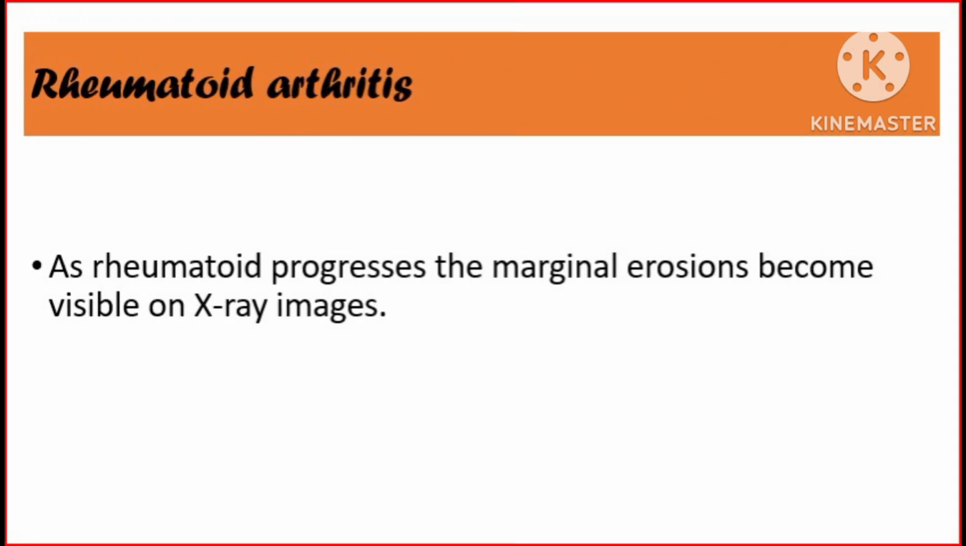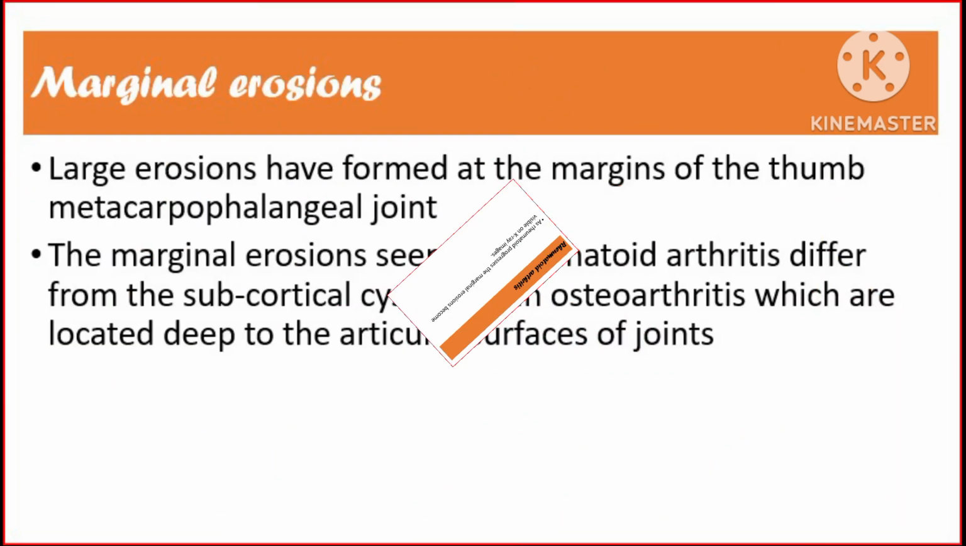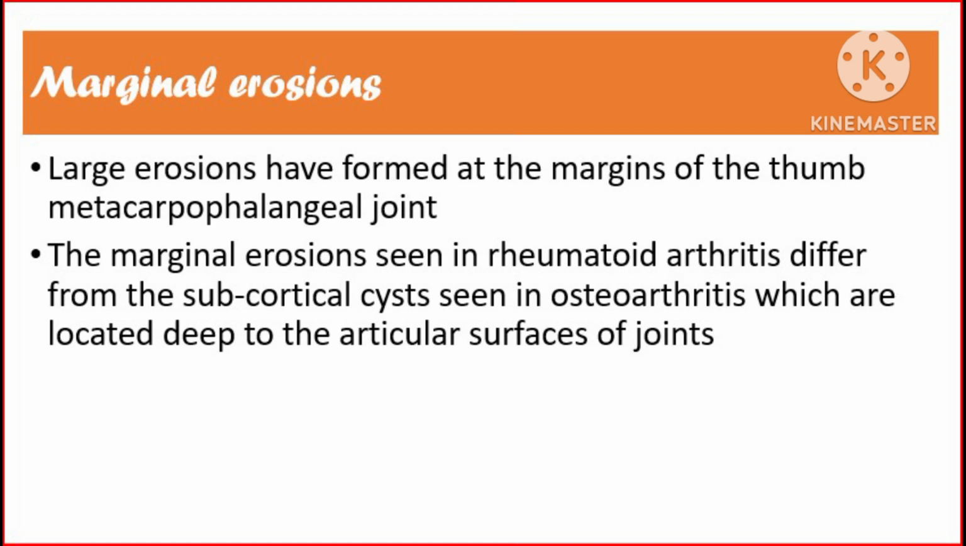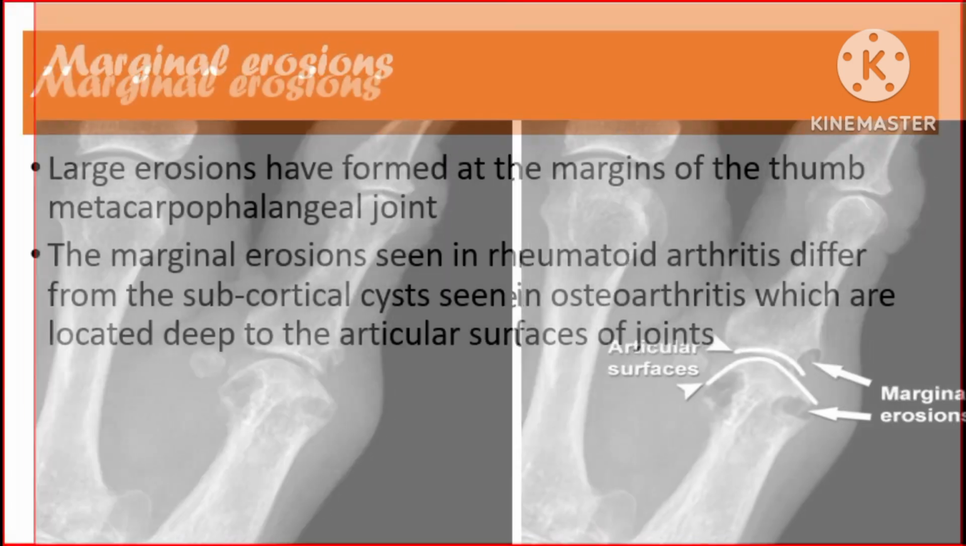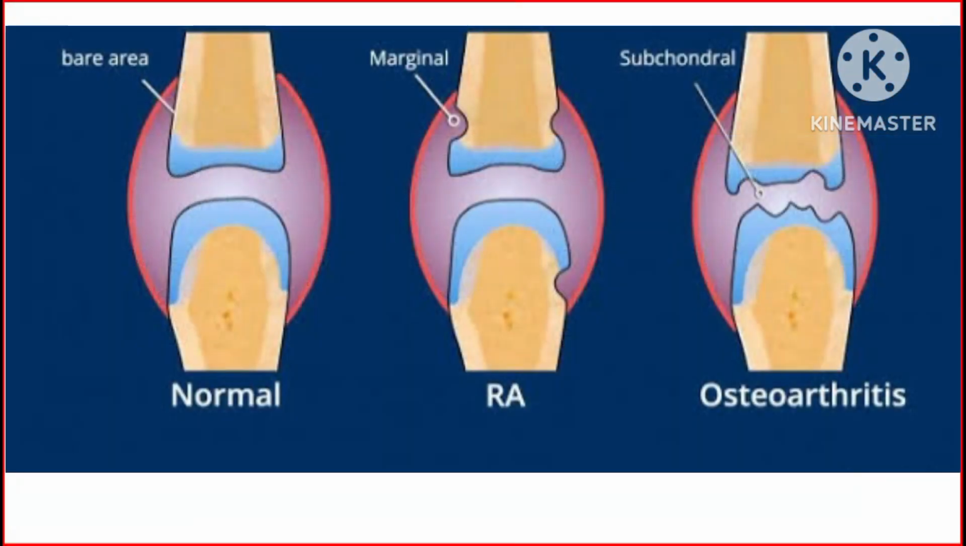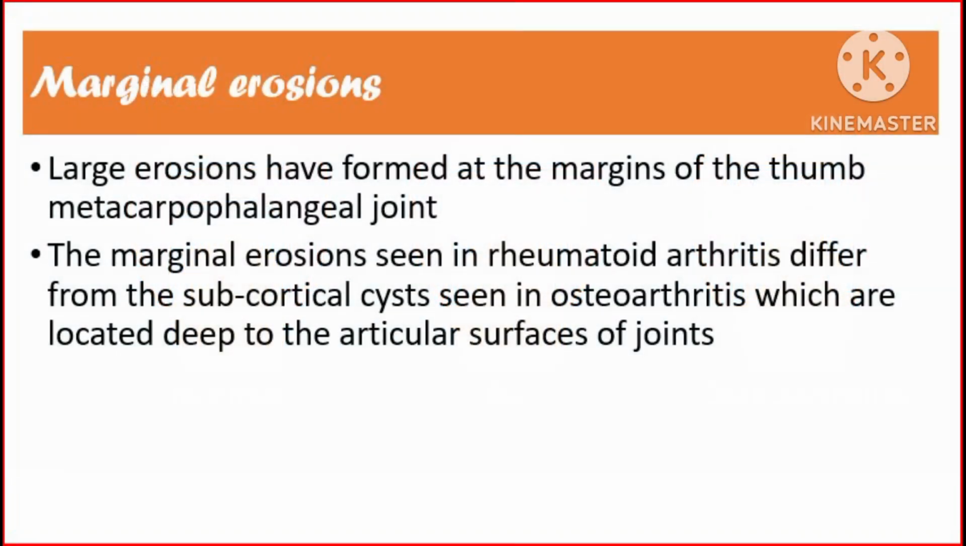As rheumatoid progresses, the marginal erosions become visible on X-ray images. Large erosions have formed at the margins of the thumb metacarpophalangeal joint. The marginal erosions seen in rheumatoid arthritis differ from the subcortical cysts seen in osteoarthritis, which are located deep to the articular surfaces of the joints.